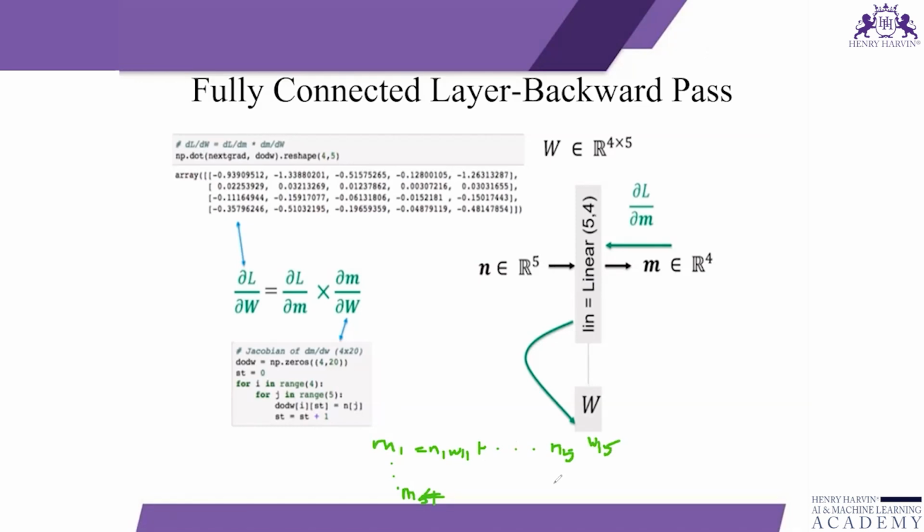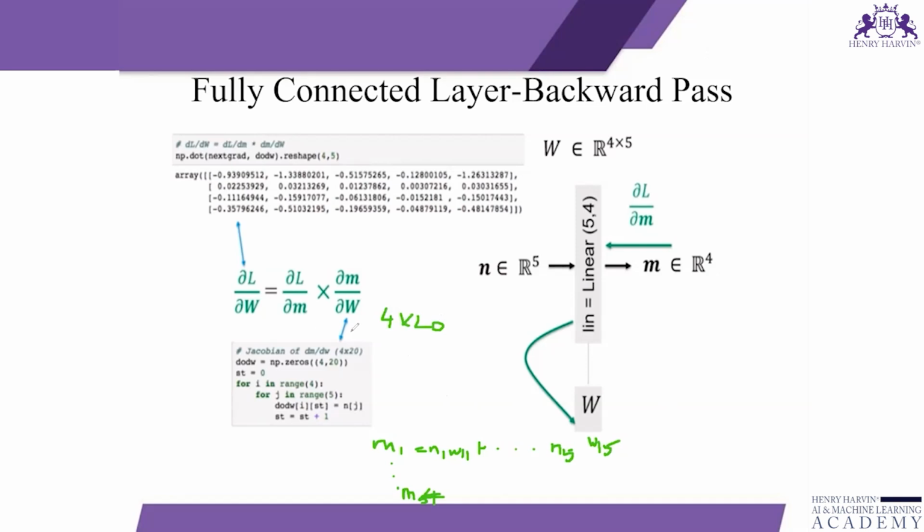We know that the size of the Jacobian is the size of the numerator cross the size of the denominator. Size of the numerator is 4. The size of the denominator is 20, right? So we have seen that, right? So the Jacobian that we will get is 4 cross 20. Because this is coming from the next layer, we know that the size of this is 1 cross 4 and this is 4 cross 20.